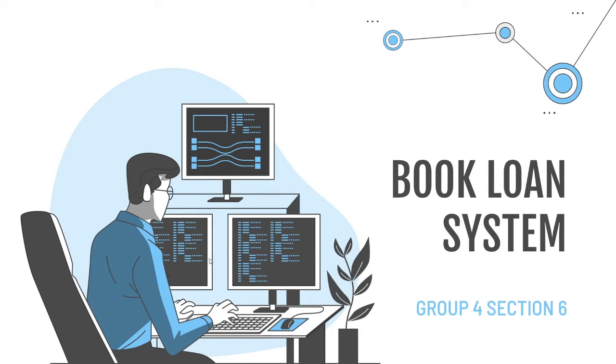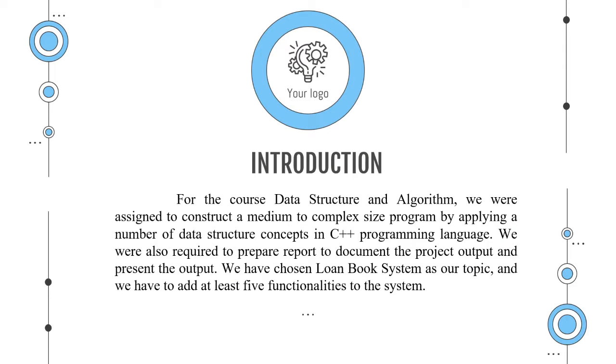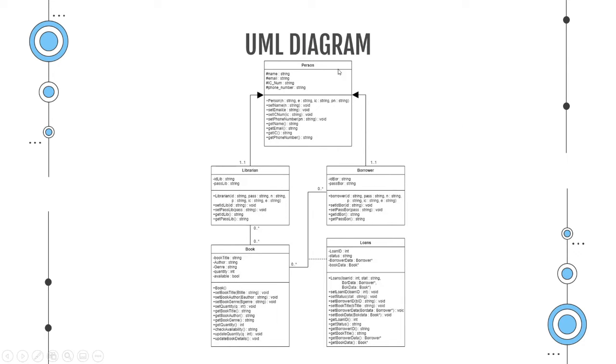So now we are going to start with the introduction. This assignment is the continuation of our assignment 1, but for assignment 2 we have to include a linked list concept in our program. So this is the UML diagram for our program for assignment 1, the previous program. For assignment 2, basically we modified one part of our program to add the new linked list system.